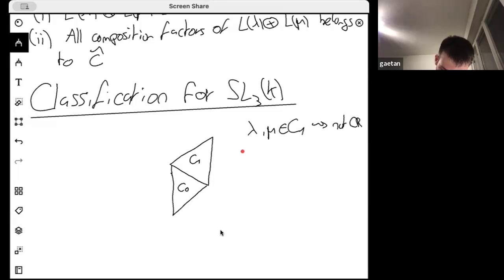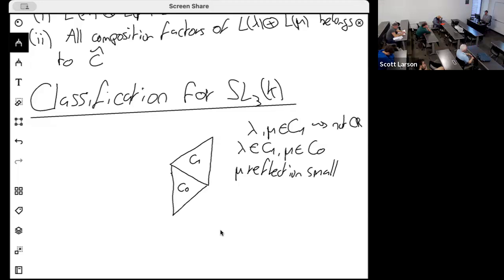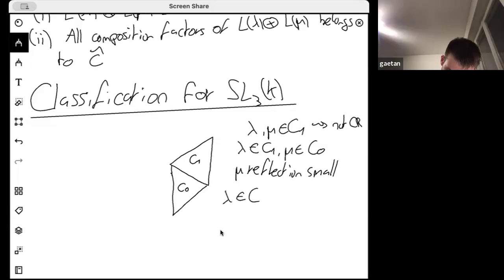Then, without loss of generality, we can assume that mu is in C0. So other possibility, lambda in C1, mu in C0. And then basically the only possibility where we are completely reducible is when mu is reflection small. So this is a case which has also been treated. Same here with lambda in C0 and mu in C0 with mu reflection small with respect to lambda. So those are all the easy cases.